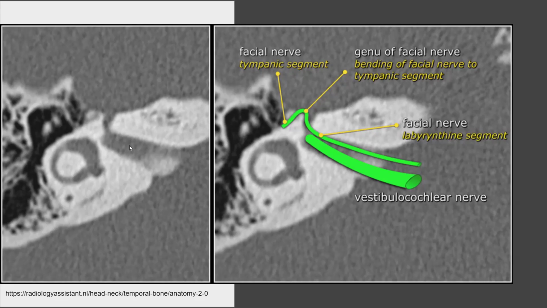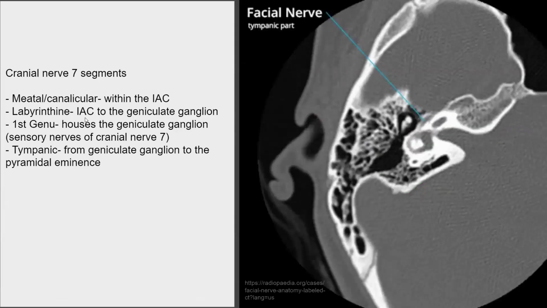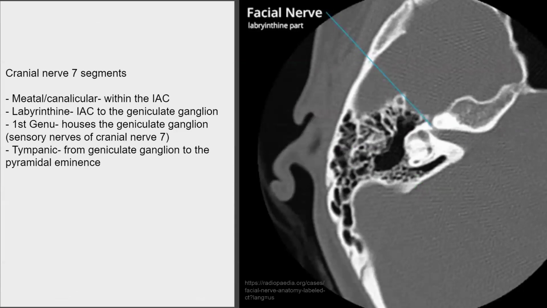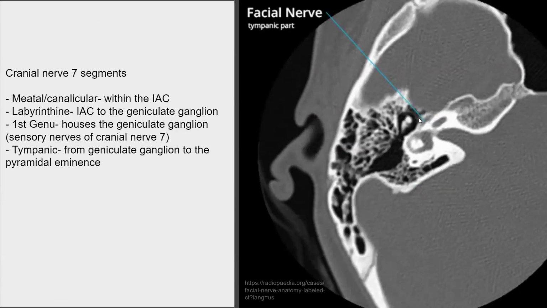So we have a canalicular or meatal segment of the facial nerve, which traverses the internal auditory meatus or internal auditory canal, the labyrinthine segment, this genu, and then this tympanic segment coming back here. Let's scroll through a little bit and look at these. So again, internal auditory canal, labyrinthine segment, to me looks like an upside down L. Labyrinthine starts with an L.